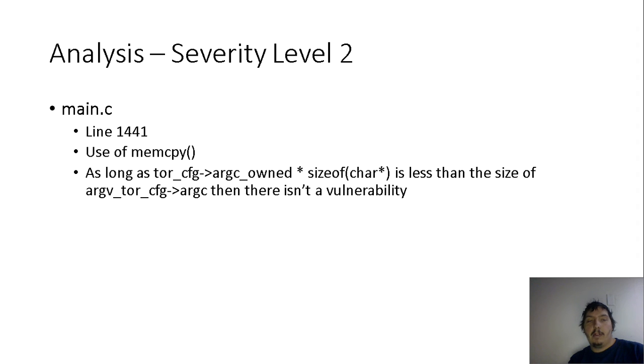Likewise here, if Tor circ configuration argc owned times size of char star is less than the size of argv Tor config argc, then there's not a vulnerability. If that's not the case, there is.